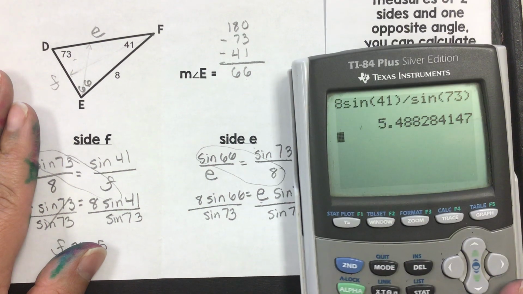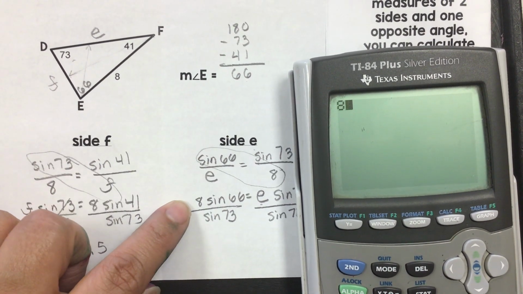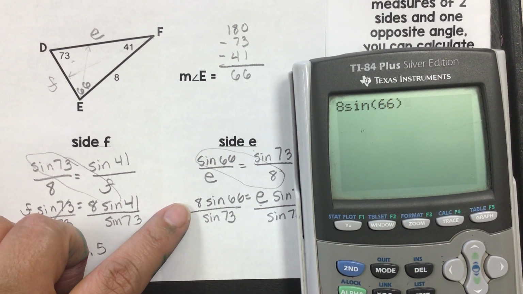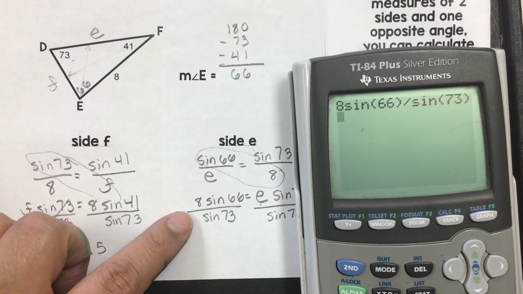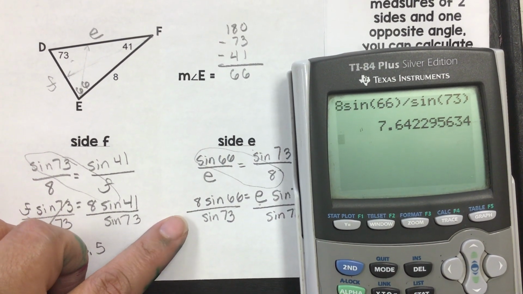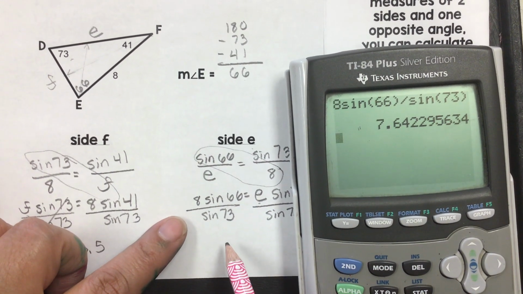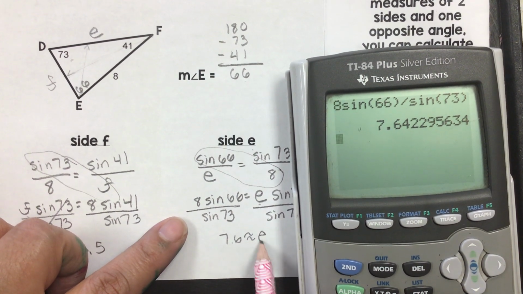Let's put that in the calculator. 8 sine of 66, close those parentheses, divided by sine of 73, close those parentheses. You get 7.7. No, 7.6. 7.6 is the approximate value of E.